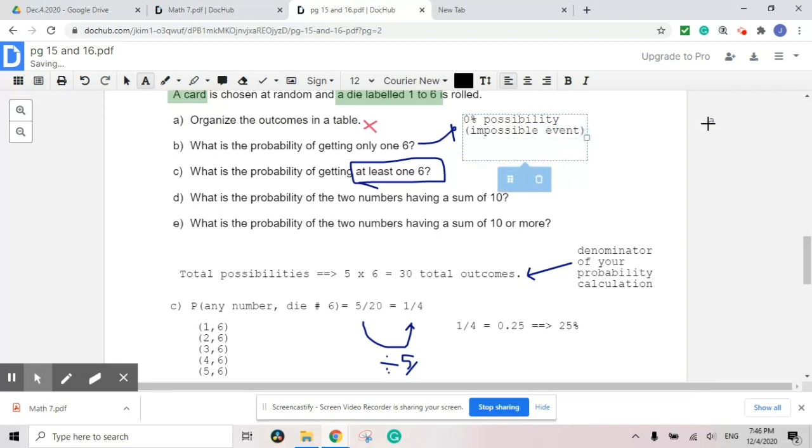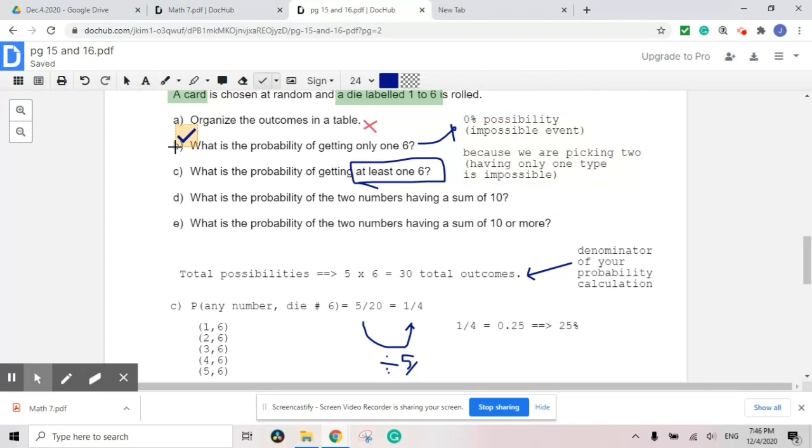The reason that is 0% possibility is because if you think about it, we are picking two objects, which is a card and a dice. And the probability of getting only 1/6 is impossible because we are picking two, so having only one type is impossible. That was way simpler than I thought. So now we did B, we also did C.